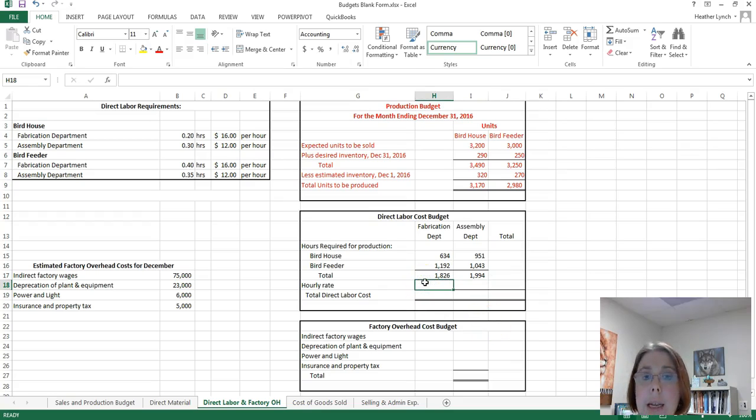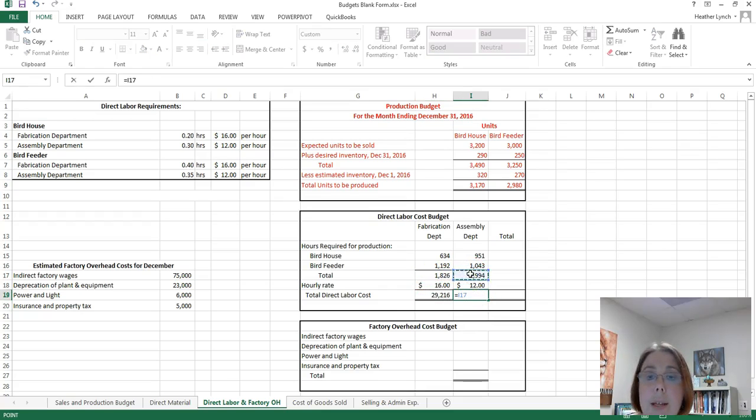The hourly rate, since both of these are the same, if they had different rates for fabrication on the birdhouse and the bird feeder, we would have broken that down. But we don't need to because it's the same rate. So fabrication is $16 per hour and assembly is $12. Doesn't matter which one I pick because the cost is the same regardless if we're doing a birdhouse or a bird feeder. I can take my 1,826 hours, I can multiply it by the $16 per hour.